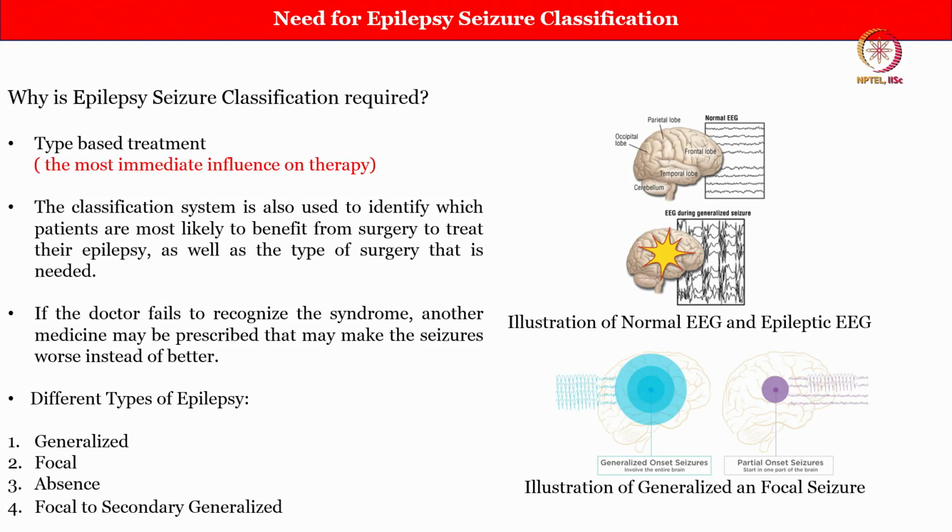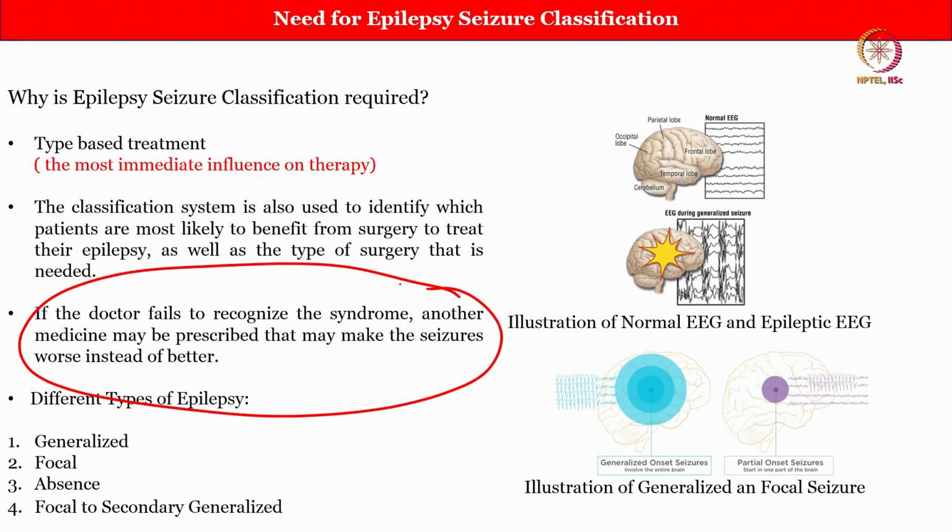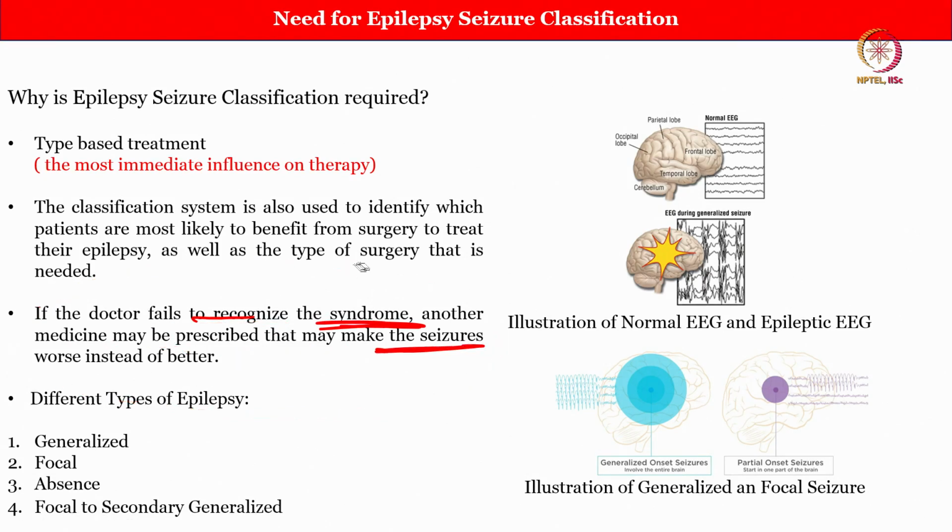Next one is, if the doctor fails to recognize the syndrome, another medicine may be prescribed that may make the seizures worse instead of better. Okay. So, this point is extremely important if you just have read it, right. If the doctor fails to recognize the syndrome, another medicine may be prescribed that makes the seizure even worse, and that is why it is very important to correctly classify the epilepsy.